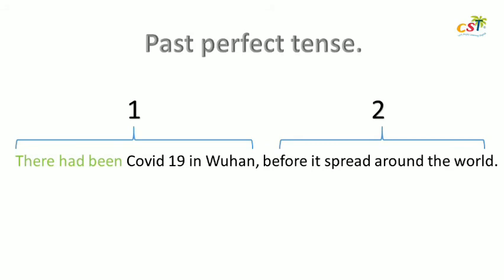Another example that I hope you will understand. There had been COVID-19 in Wuhan before it spread around the world. Coronavirus pertama ada di Wuhan, right? Sebelum semua itu menyebar ke seluruh dunia. So that's why I put this example here. I hope that you understand. Coronavirus happened first before it went around the world.